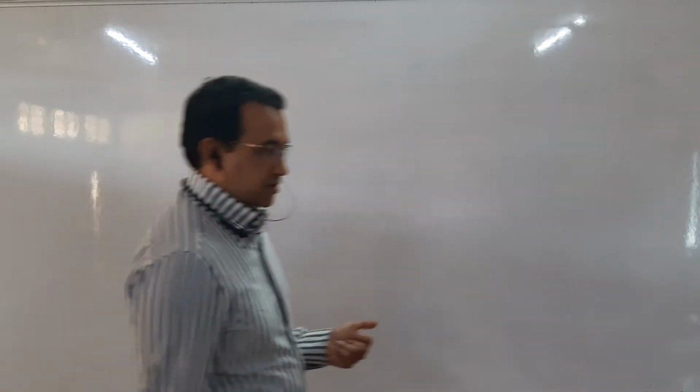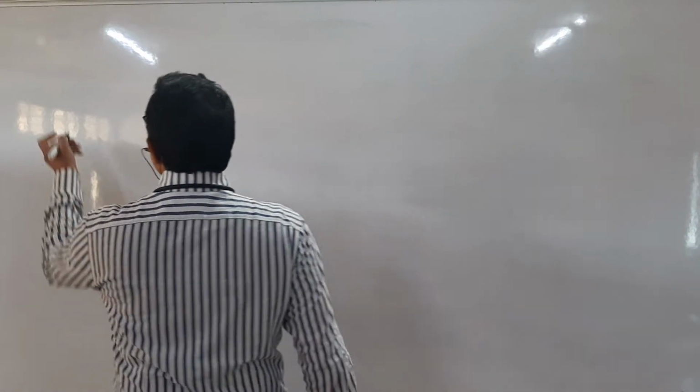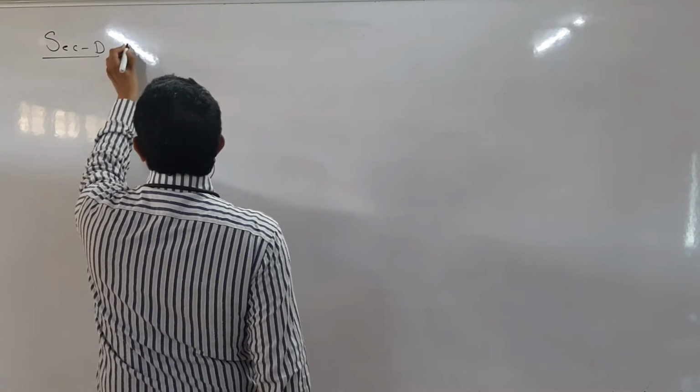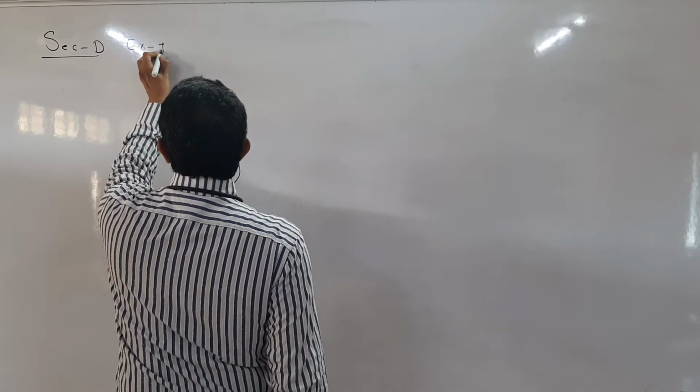Now, students, we have already discussed almost all the theories of chapter 7. So today, students, we are going to discuss section D. The first question is, explain the meaning of population inquiry and sample inquiry with an illustration. Section D, Exercise 7.